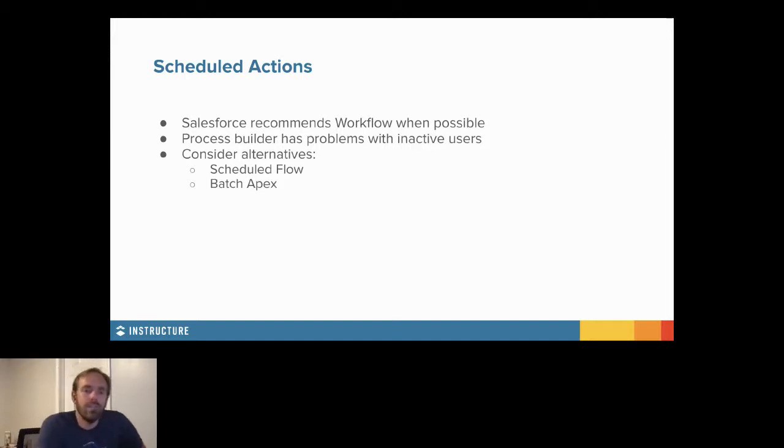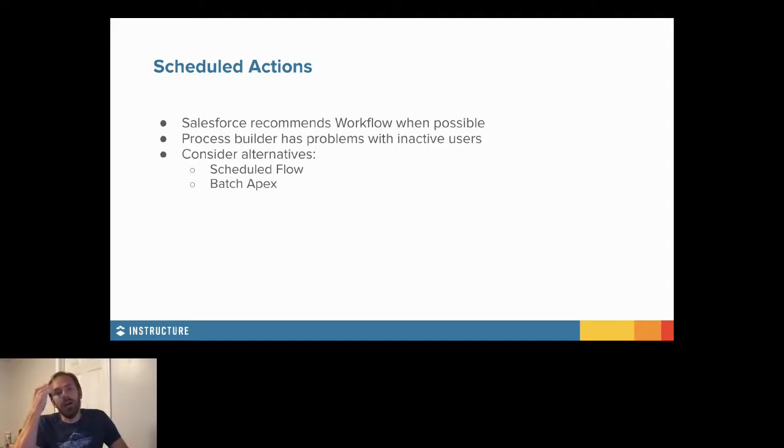So for example, we have CPQ, and when a contract is created, we wanted to fire an automation. We wanted to say when the contract gets close to its expiration date, then create the renewal automatically. But if we did that in Process Builder, we had inactive users trying to fire those things and they were failing. So we didn't have renewals getting created, and it was a huge mess.